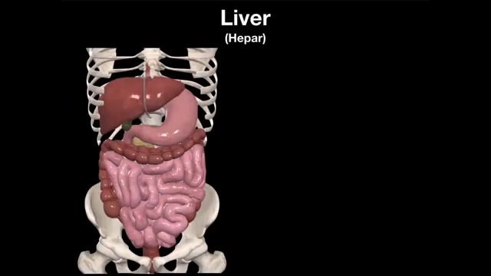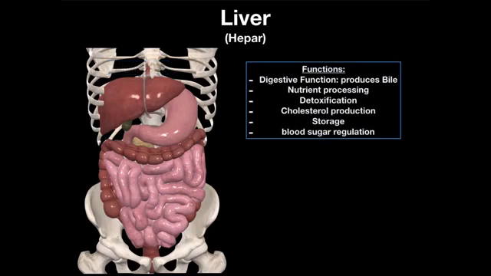So the liver, or the hepar in Latin, is the largest internal organ we have in the body. It's here, just in case you didn't know. It sits on the right-hand side of the belly and weighs about 1.5 kilograms. It's quite heavy. The liver has a lot of vital functions in the body, but here are some general ones.